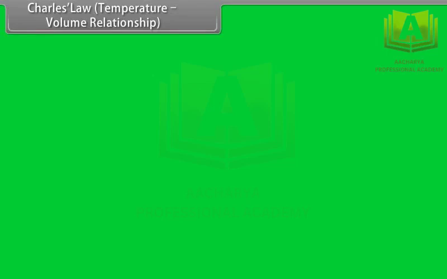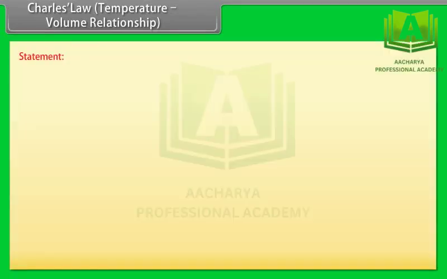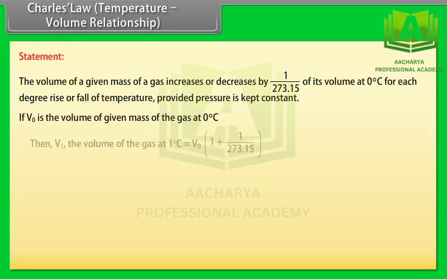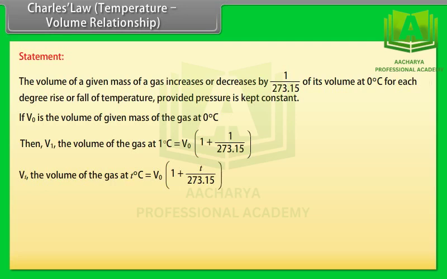Charles' law. Temperature-volume relationship. Statement: the volume of a given mass of a gas increases or decreases by 1 by 273.15 of its volume at 0 degrees Celsius for each degree rise or fall of temperature, provided pressure is kept constant. If V0 is the volume of a given mass of a gas at 0 degrees Celsius, then V1, the volume of a gas at 1 degree Celsius, is equal to V0 into 1 plus 1 by 273.15. Vt, the volume of gas at T degrees Celsius, is equal to V0 into 1 plus T by 273.15.